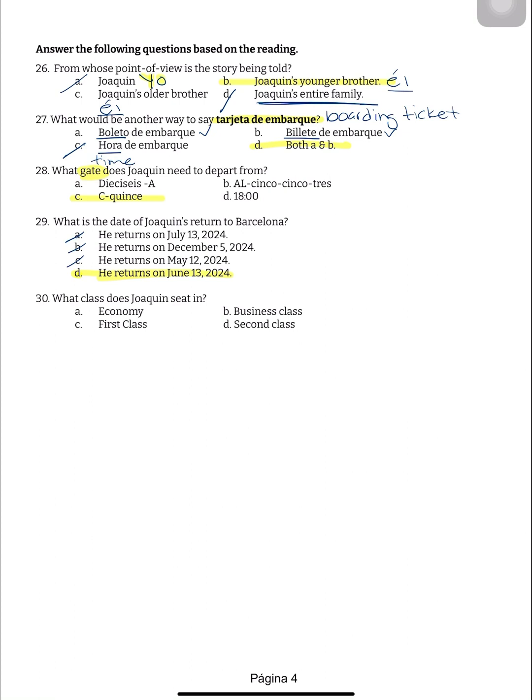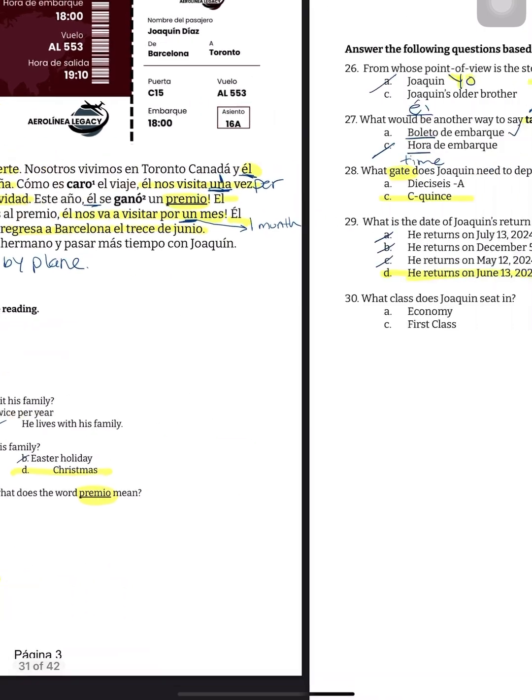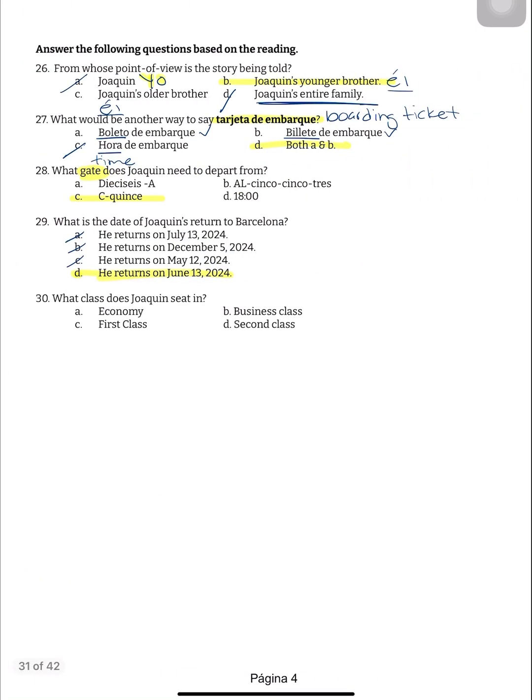What class does Joaquin sit in? So this is not necessarily talking about his seat number, but the class. And this I'm going to get from the ticket. Now there's 2 areas where you could have seen this. Primera clase and clase primera. By now we should know that primera means first. Therefore, my only answer being C.